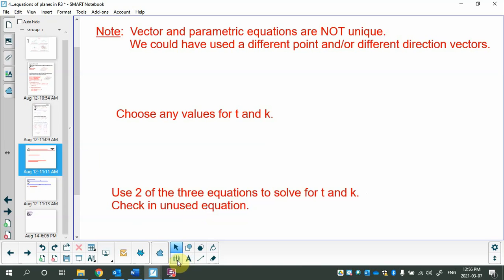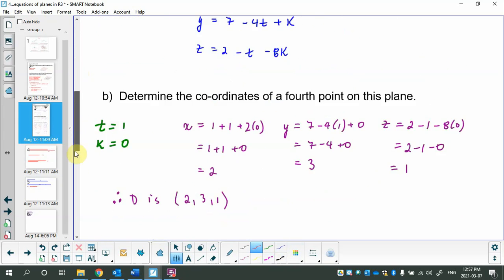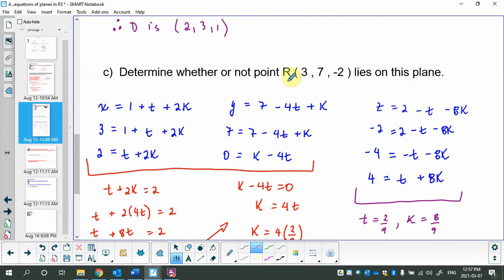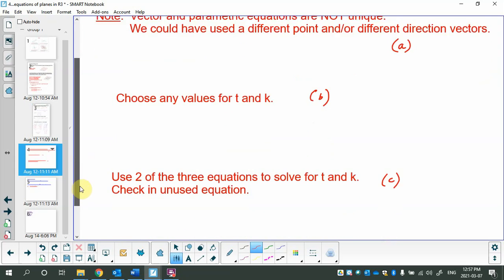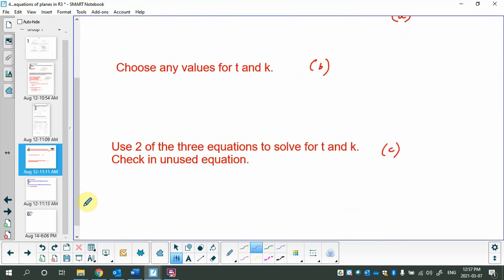So for part A, it's that. For part B, those are the notes. For part C, those are the notes. And if I refer back, part C, there's us solving for t and k in two of the equations and checking it in the third. So those are your important notes on the following page.